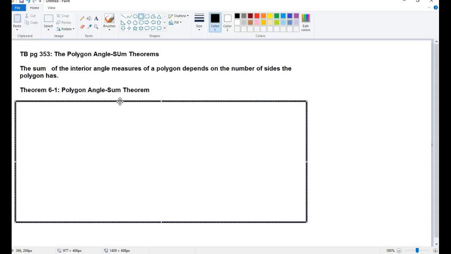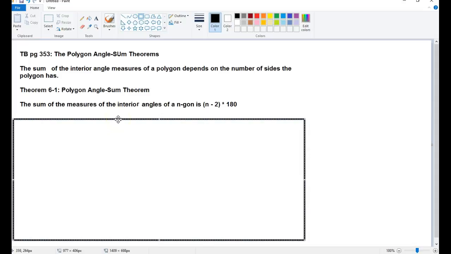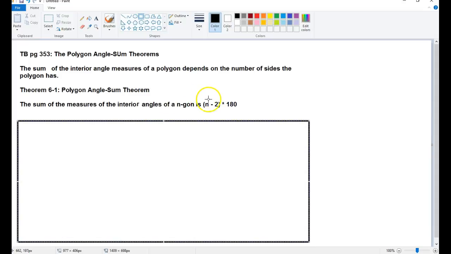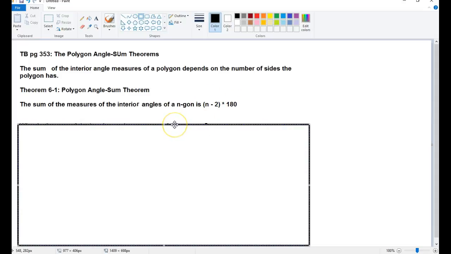So this theorem, which is called Theorem 6.1 or the polygon angle sum theorem, says the sum of the measures of the interior angles of an n-gon, so any polygon with n sides, is equal to (n minus 2) times 180. So let's say I had a triangle. A triangle has 3 sides, so I'd put the 3 in here, and then 3 minus 2, which is 1, times 180. Okay, so let's try and go through a problem here.